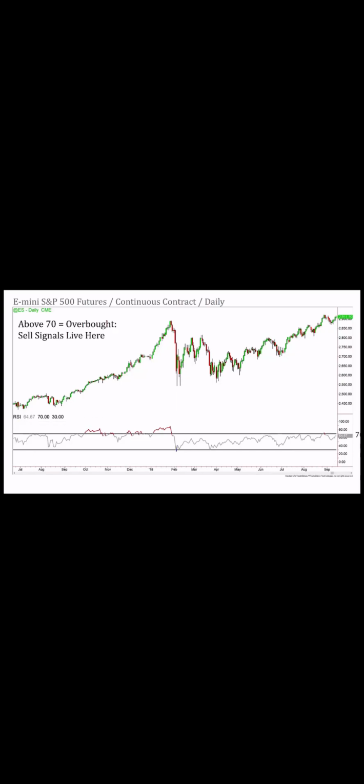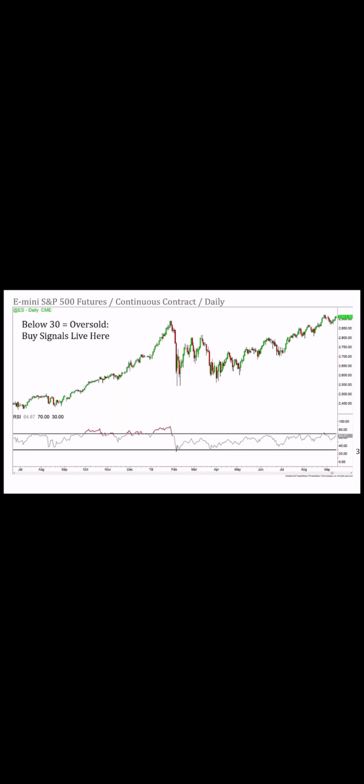The traditional approach suggests that when the RSI gets above 70, you're in overbought conditions, and this is where sell signals live. So here on TradeStation, my default indicator turns red. You can see these instances of this indicator turning red. Now this can be a problem when you're in a strong uptrending market because it might get you bearish too soon.